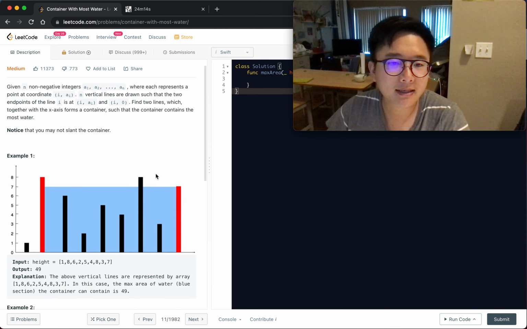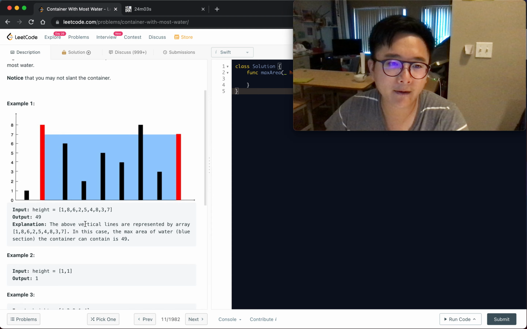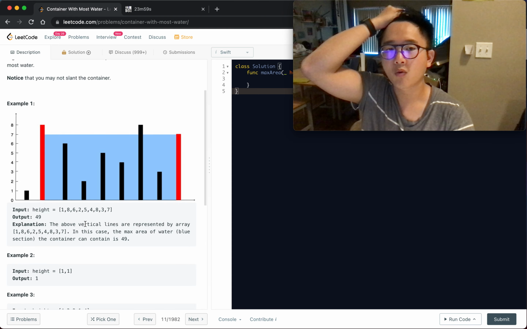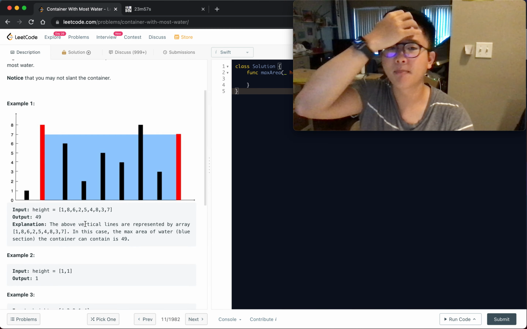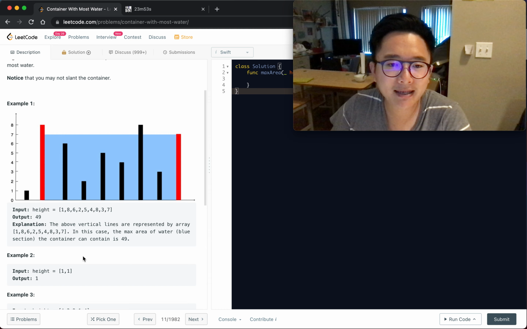Okay, you may not slant the container. So let's look at the example. We have heights 1 to 7, which represent the heights of these columns, and the output is 49. The above vertical lines are represented by the array, and in this case the max area of water the container can contain is 49.